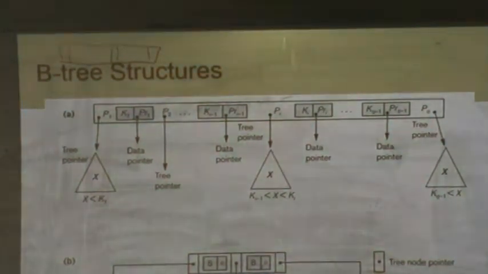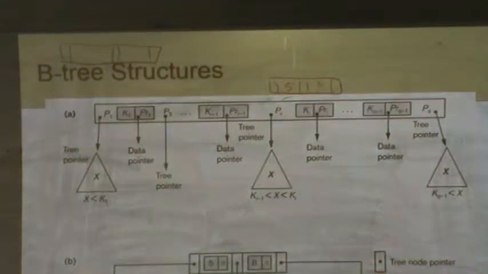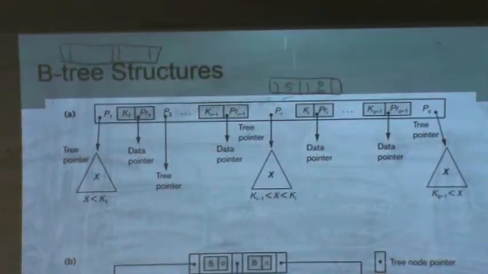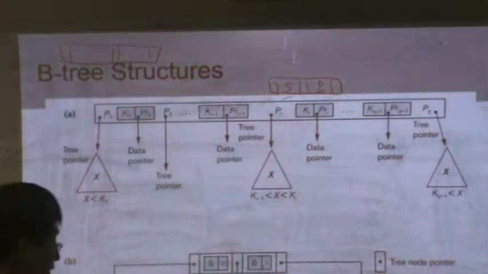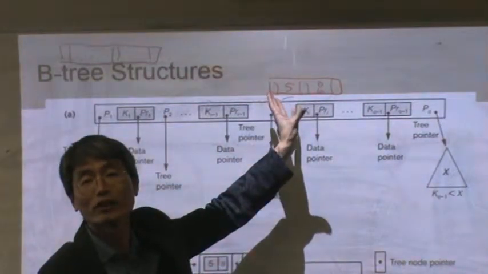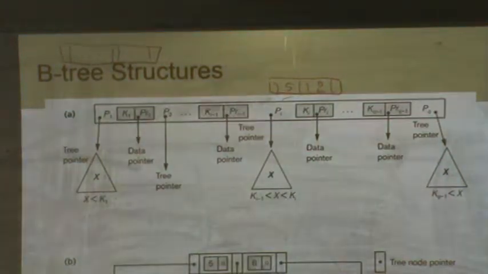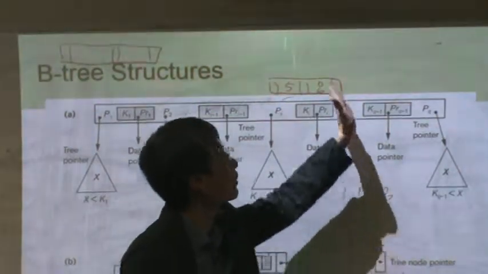So when 8, 5 is inserted, it will be 5 and 8. Okay? Then next thing is the 1. 1 is inserted, there's no more place to insert. Okay? Then it's full. In case of full, you can split into 2. So how many data do you have? 1, 8, 1, 5, 8. So which one is the middle value? 5. So 5 will be promoted. Then the left hand side goes to the left hand side, right hand side goes to the right hand side.